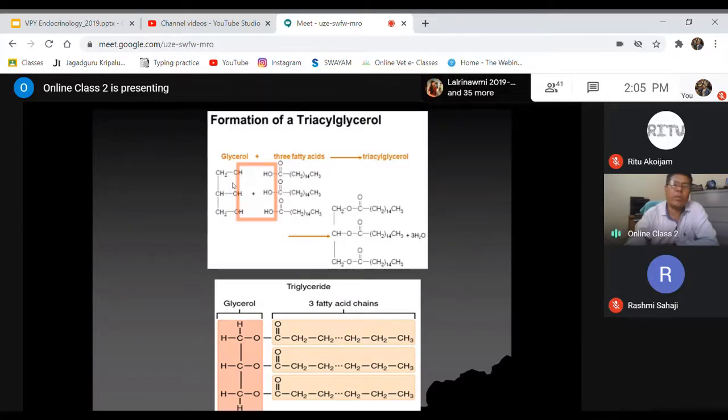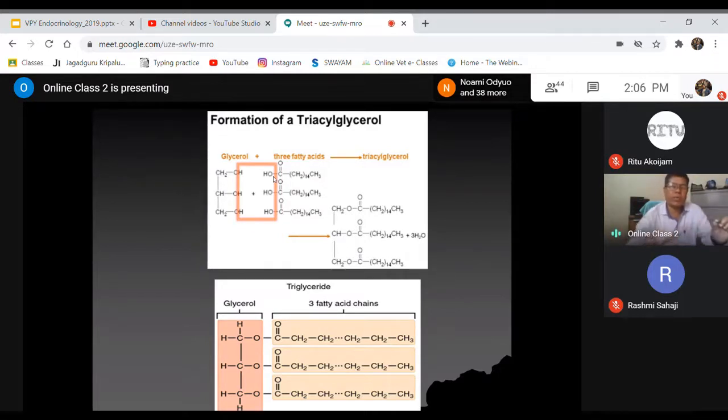These OH groups can combine with the carboxyl group of the fatty acids. Here the oxygen is coming from the glycerol, and the acidic carboxyl group is coming from the fatty acid. The OH group from the carboxyl group of the fatty acid and one hydrogen from the OH group of the glycerol are removed as a water molecule. Then this fatty acyl chain is linked to the glycerol. The linkage is formed by the combination of an alcohol and an acid: the alcohol is coming from the glycerol, the acid from the fatty acid.